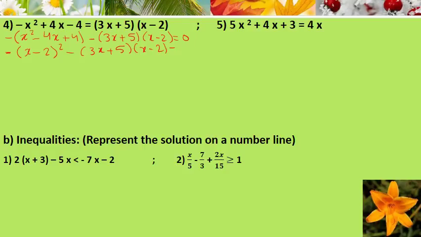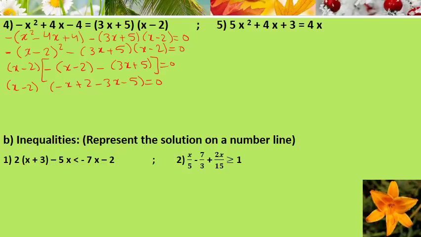Now what do you have common, Dana? X minus 2. Yes, x minus 2 into, what do you still have? Minus into x minus 2, minus 3x plus 5, yes, is equal to 0. Now x minus 2, minus x, yes, plus 2 minus 3x minus 5 is equal to 0.